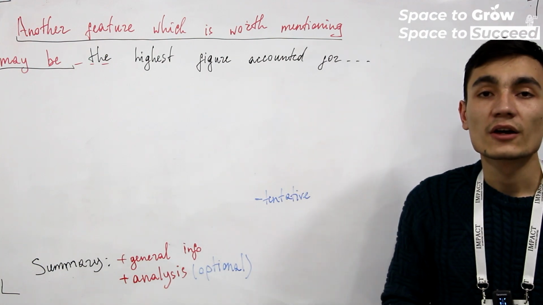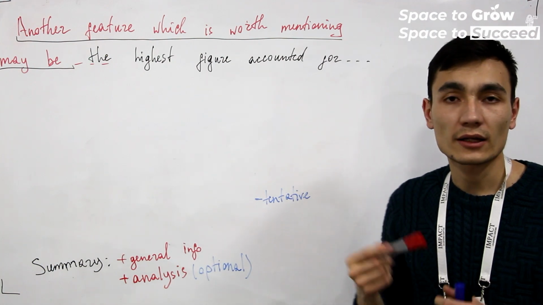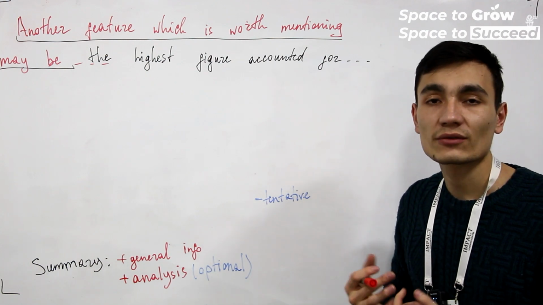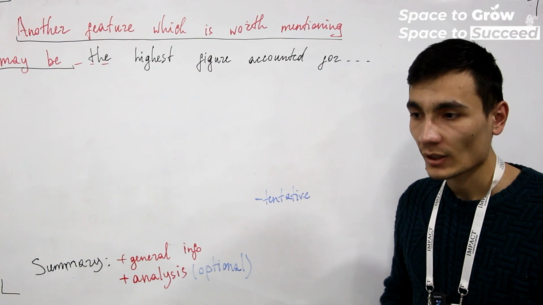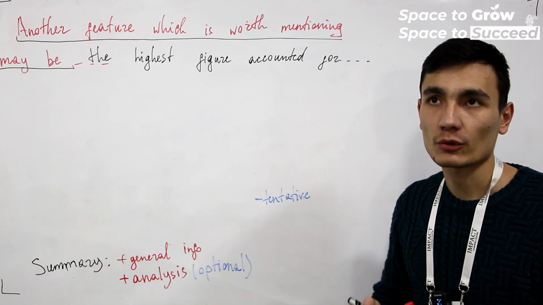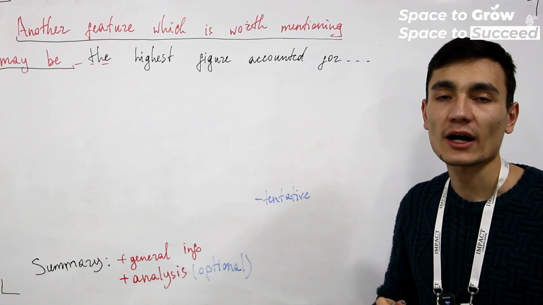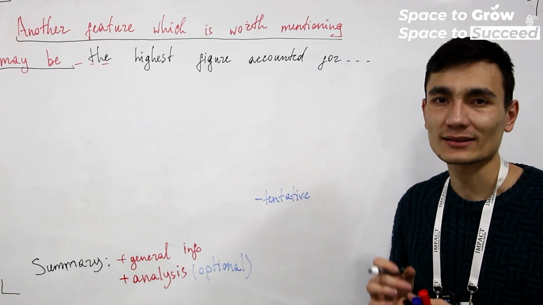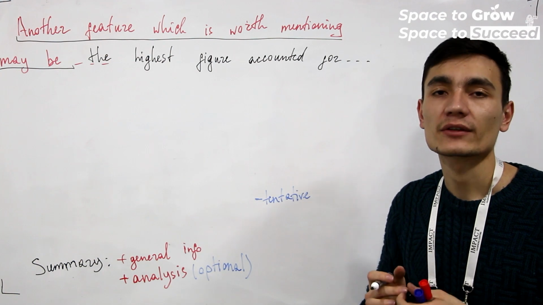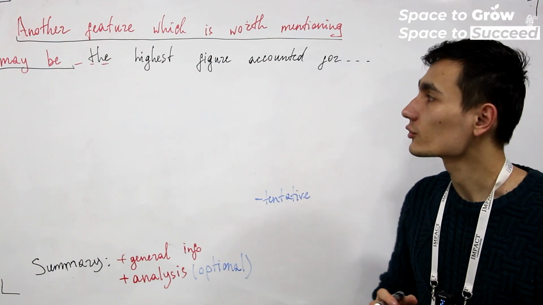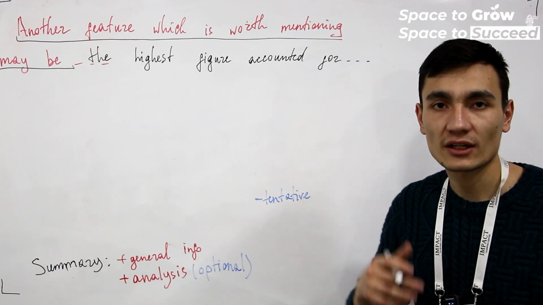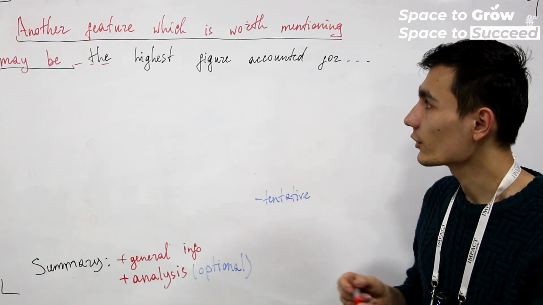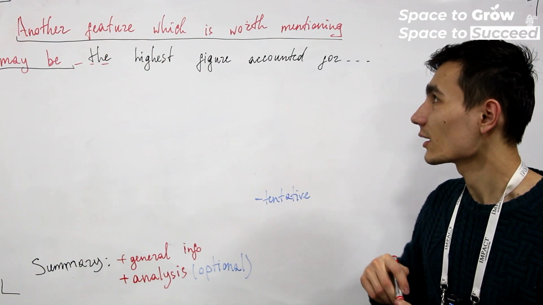the highest figure accounted for. And in this part, you can logically think that if you give some kind of highest part or lowest part of the information, or the highest number or the lowest number in the line graph, it is going to be at least slightly different from the main information. So by just giving the highest figure, we're giving a little bit of analysis from our side. And here we're using a superlative, so you're going to get a bit higher score.